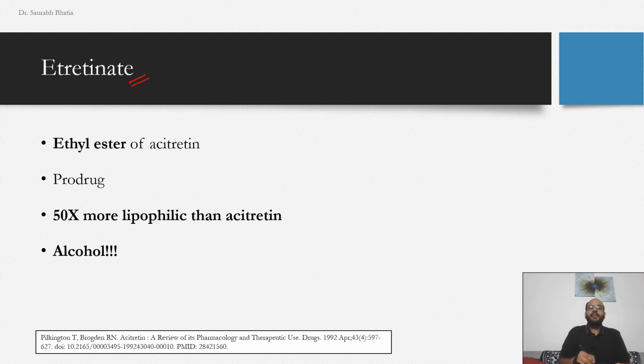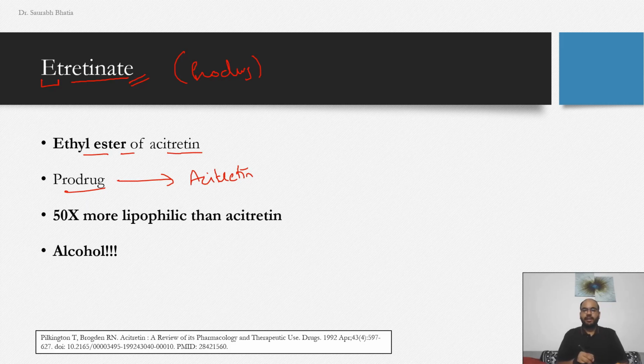Now let's come to etretinate. As we have already said, etretinate is a prodrug. It gets converted to acitretin. Etretinate is the ethyl ester of acitretin. Okay, "retinate" because it's a retinoid, and "Et" comes from ethyl. So, ethyl ester of acitretin.